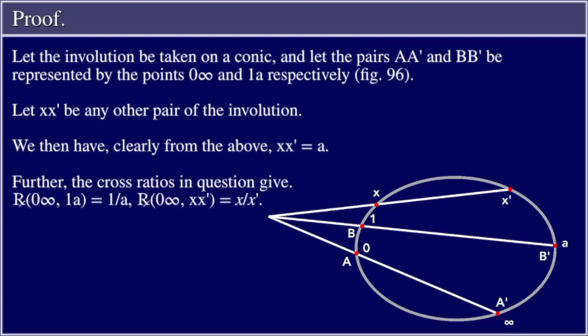Proof: let the involution be taken on a conic, and let the pairs AA prime and BB prime be represented by the points 0, infinity, and 1a, respectively. Figure 96. Let XX prime be any other pair of the involution. We then have, clearly from the above, XX prime equal to a. Further, the cross ratios in question give R of 0, infinity, 1a equal to 1 divided by a, and R of 0, infinity, XX prime equal to X divided by X prime.